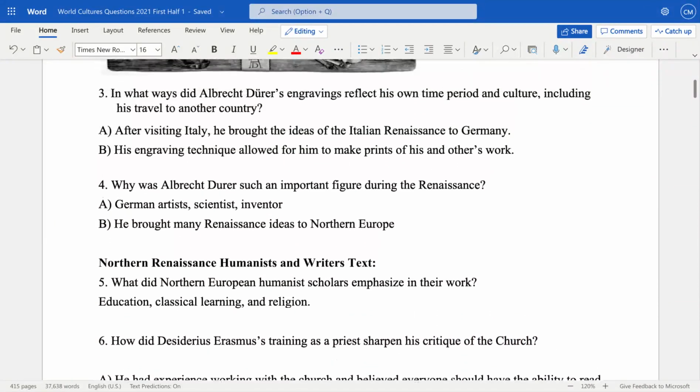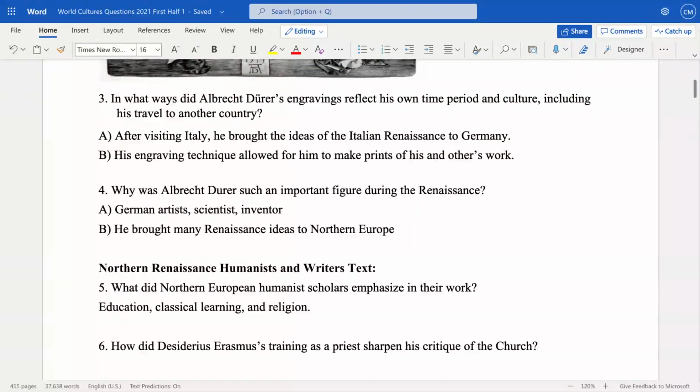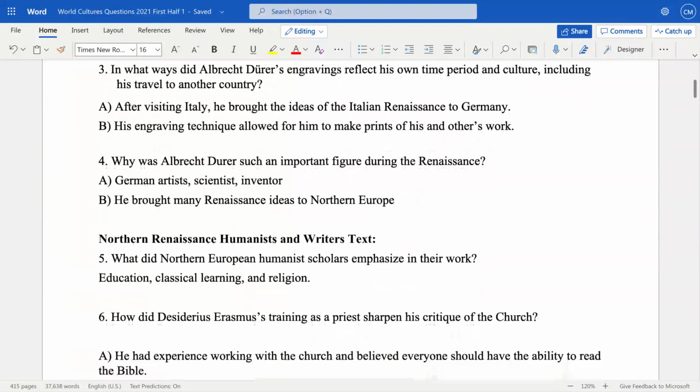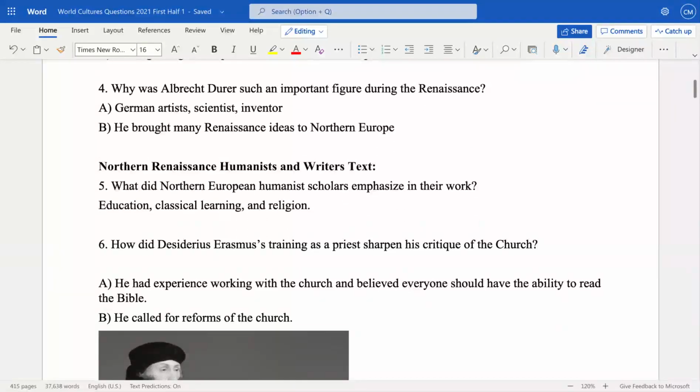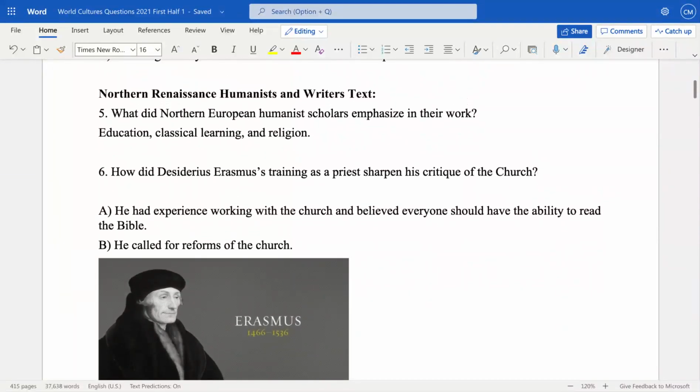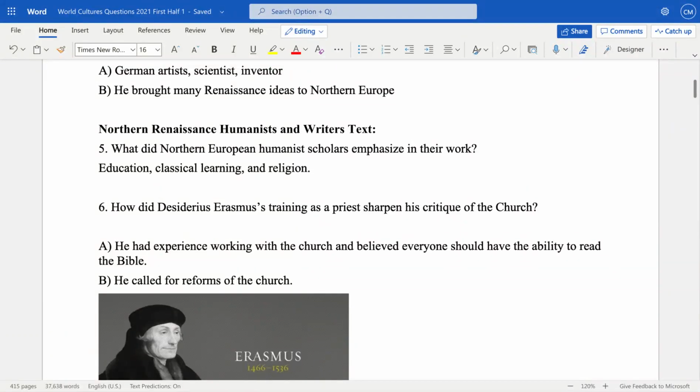As we look at number six, I accidentally pre-scrolled. It had that Erasmus's training as a priest sharpened his critique of the church. Well, anybody who worked for the church had more inside knowledge of the inner workings of the church. And he had experience working with the church and believed everyone should have the ability to read the Bible.